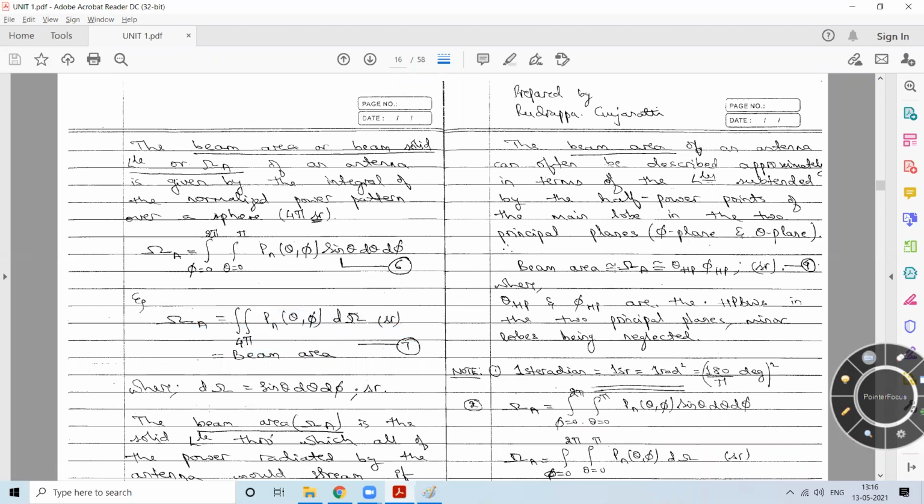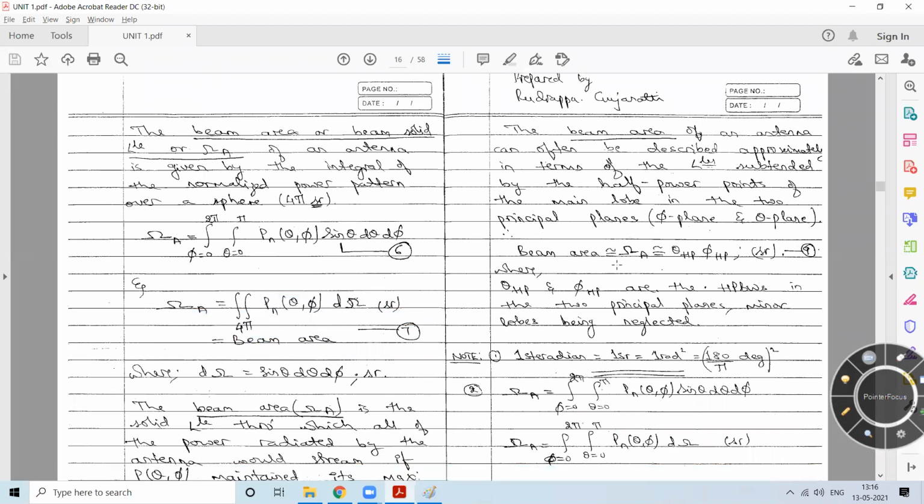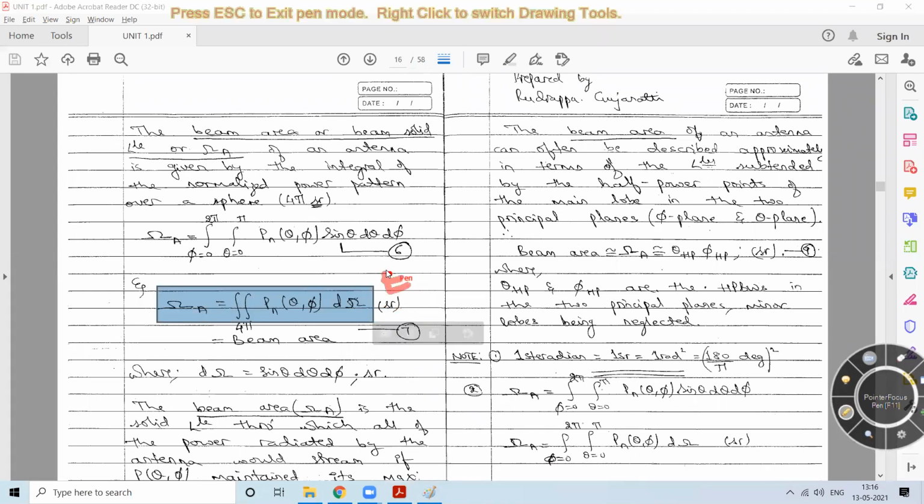So this is with respect to beam area. Now beam area is also given by one of the approximate equations. So this is actually called the exact equation. This we term as the exact equation.